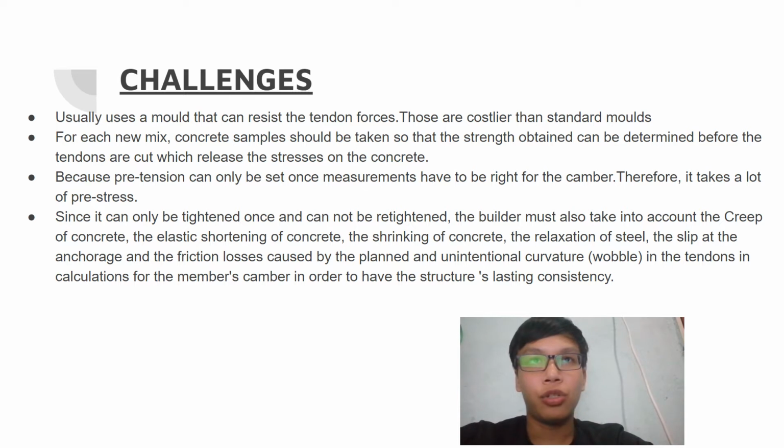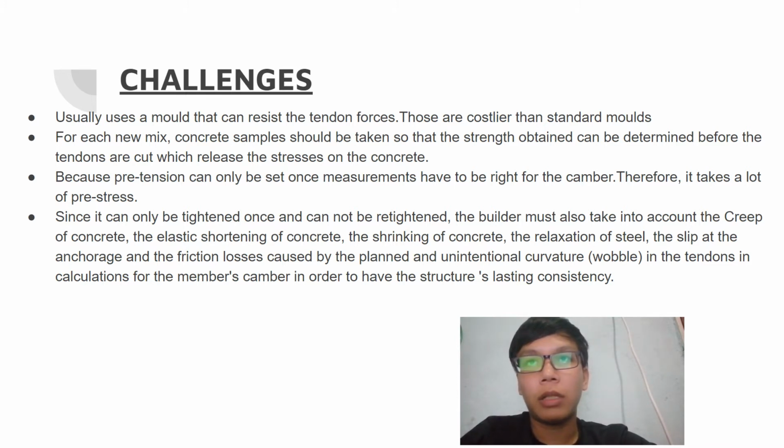Challenge: usually we use a mold that can resist the tendon force. Those are coarser than a standard mold. For each new mix, a concrete sample should be taken so that the strength obtained can be determined before the tendons are cut, which releases the stress on the concrete. Because pretension can only be set once, measurements have to be right for the camber. Therefore, it takes a lot of care, since it can only be tightened once and cannot be retightened.